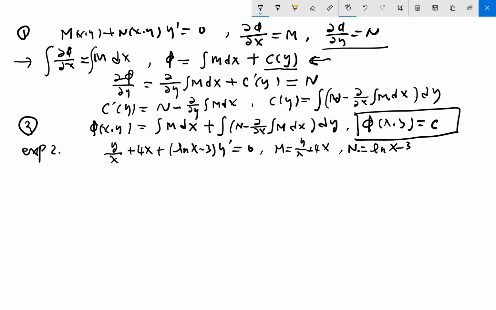So is this equation exact or not? What we need to check is the partial of M with respect to y. When you take the partial derivative of M with respect to y, you treat x as a constant. So the first one gives you 1 over x. This one, you treat x as a constant, gives you 0. Then the partial of N with respect to x. This time you treat y as a constant. So the first one gives you 1 over x, then for 3 you take the derivative, gives you 0. So obviously they are equal, right?